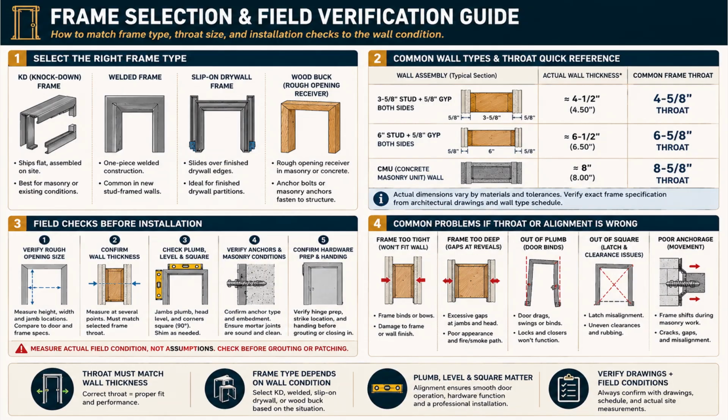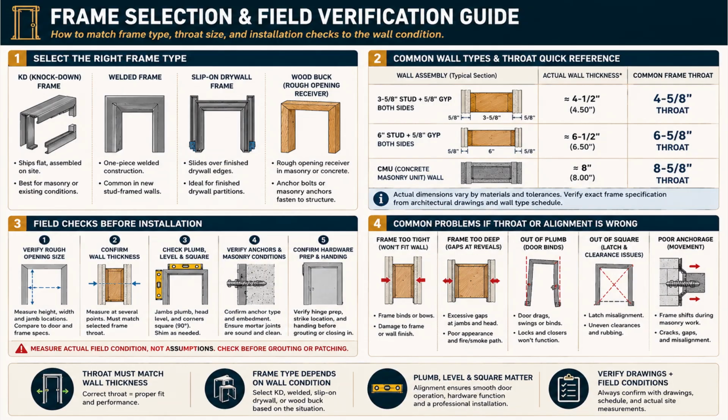Verify the rough opening size. Confirm wall thickness against the selected frame throat. Check plumb, level, and square, and shim as needed. Verify anchors and masonry conditions, and confirm hardware prep and handing before grouting or closing in. And panel 4 shows what goes wrong if you skip those checks.